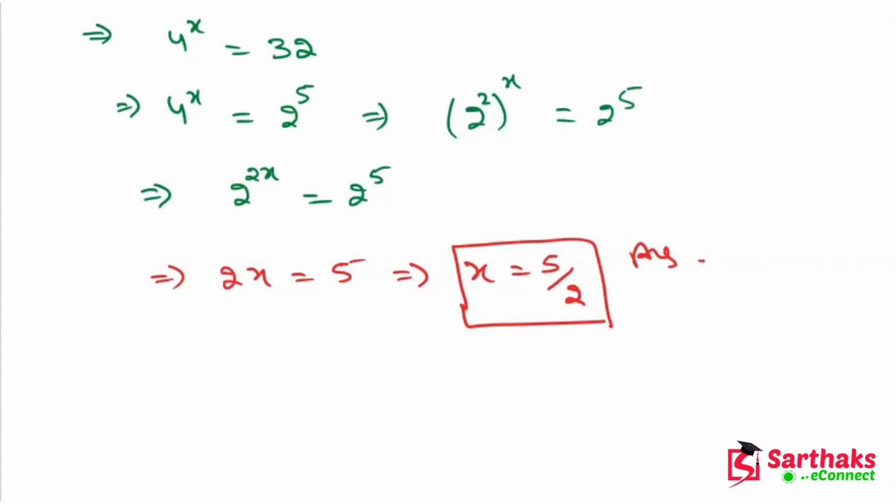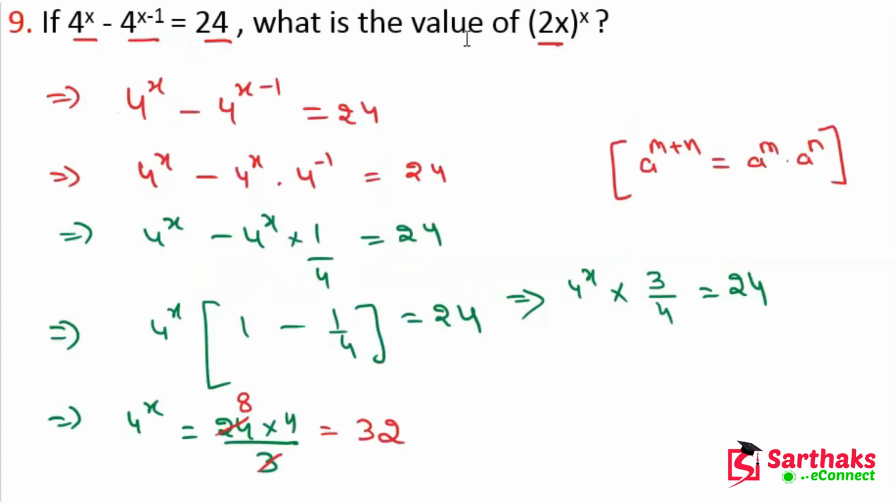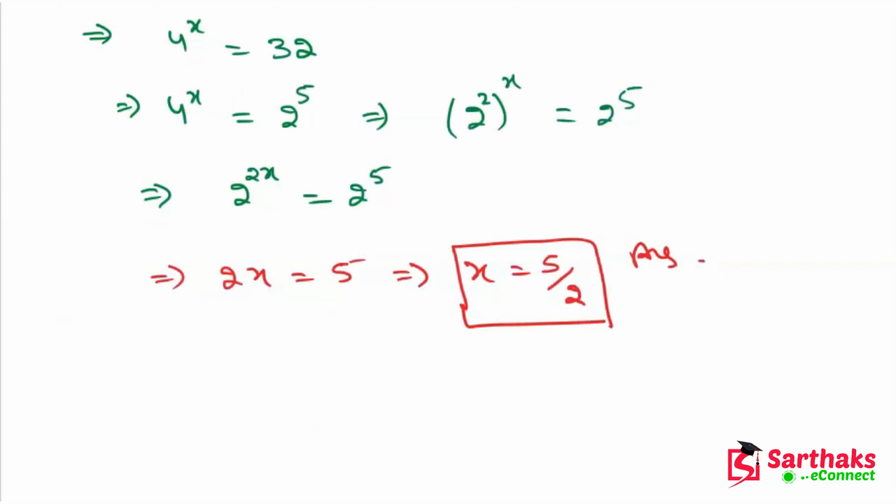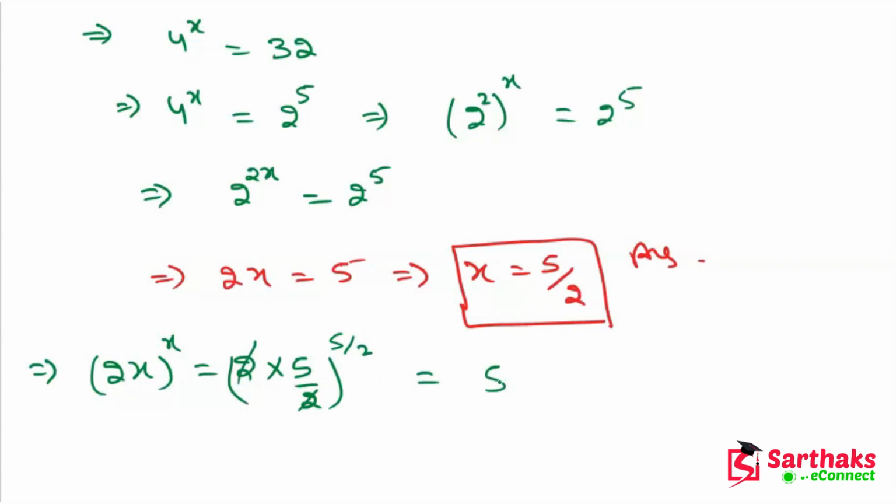Now put the value of x in (2x) raised to power x. So we have 2 into x, whole raised to power x, and x is 5 upon 2, so we get (2 into 5 upon 2) raised to power 5 upon 2. This 2 and this 2 will be cancelled, so we get 5 raised to power 5 upon 2. So this is the answer.